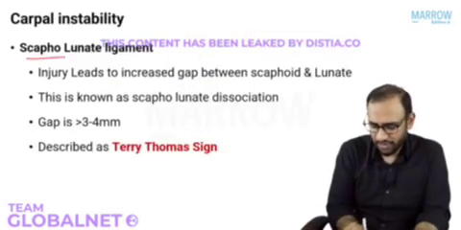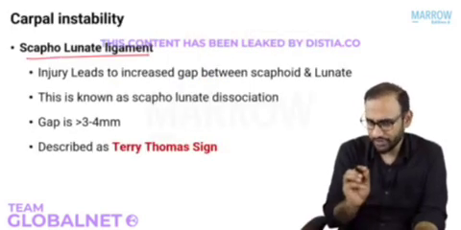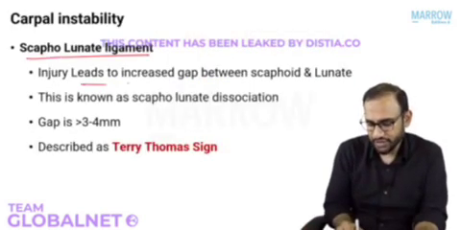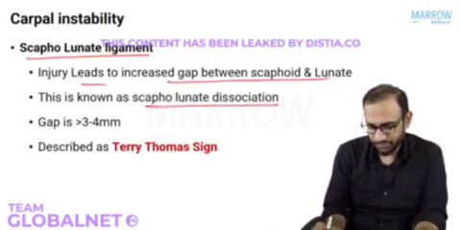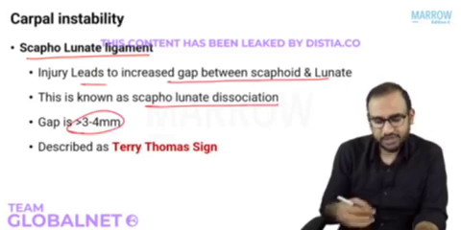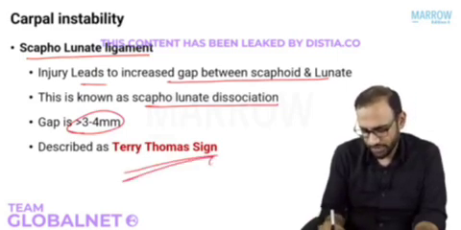So please remember, the scapholunate ligament is there between scaphoid and lunate. Injury leads to an increased gap between scaphoid and lunate. This is known as scapholunate dissociation. The gap is more than 3 to 4 millimeters. The radiological sign is Terry-Thomas sign.